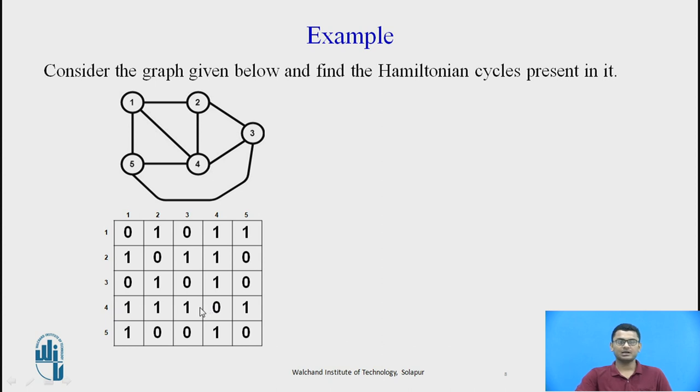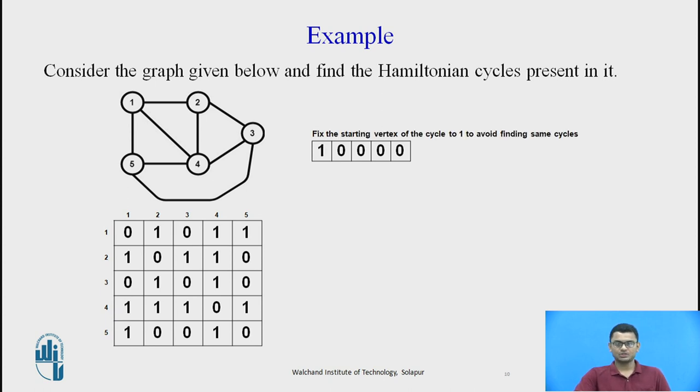So we start our solution. Initially, we mark all the array of the vertices that we have visited at 0 because we have not yet started our solution. So first, we fix the starting vertex of the cycle to 1, that is node 1, to avoid finding the same cycles again and again. So we fix the starting vertex to 1. Now we start traversing the vertices from 1 to 5 to find the cycle.